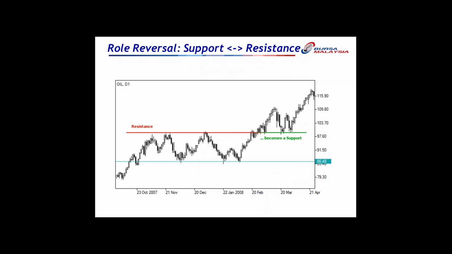So this is another example of a role reversal when support turns to resistance. You see, when the price is unable to break through resistance level, and once it breaks through, the price tends to find support at the resistance level. Okay, the resistance turns support. So this is a very great example to show you what we mean by the role reversal between support and resistance.